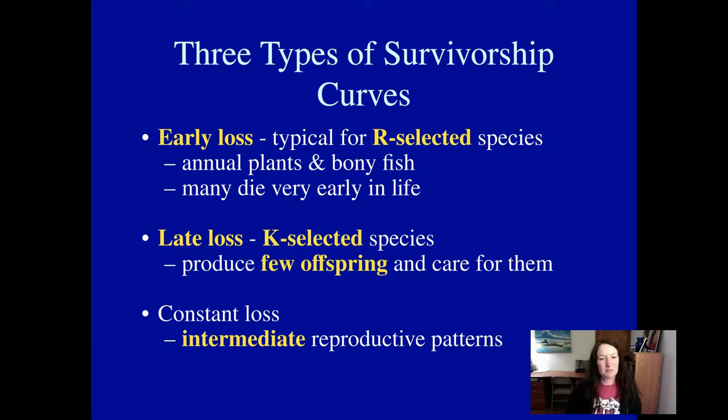The late loss species would be K-selected species like us. We produce fewer offspring, but we do care for them so they do survive. And then constant loss is kind of an intermediate between the two different reproductive patterns. I'll leave that up there for just a minute for you guys.